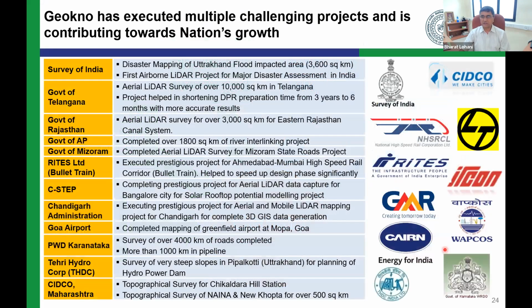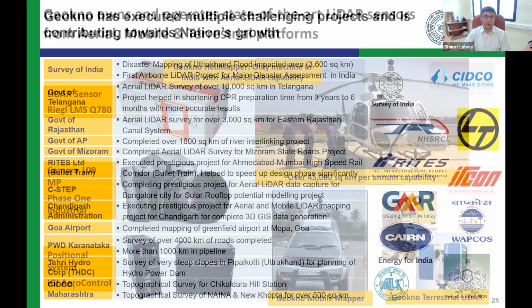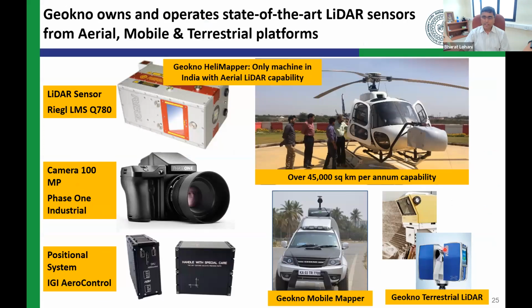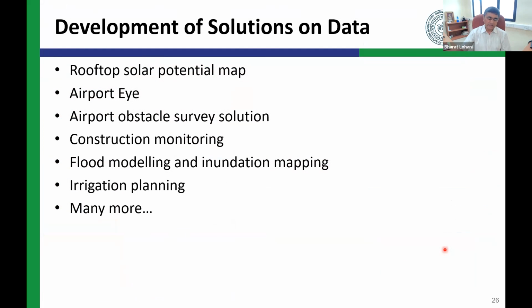And of course, this list is of the clients and the projects. So a bit about the setup and our team at work. While we are capturing the data, we also focus on developing solutions based on the data. For example, we have rooftop solar potential technology, because with LiDAR data and the photographs that we take, we can predict the solar potential of all the rooftops in an area. Using terrestrial and mobile LiDAR, we capture the data of airports, and using that, we develop a solution used for managing airport affairs.